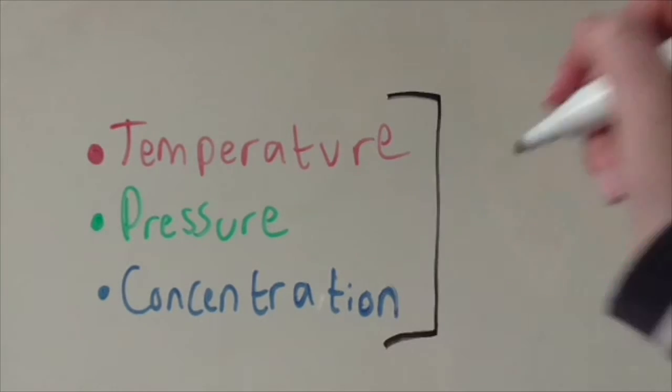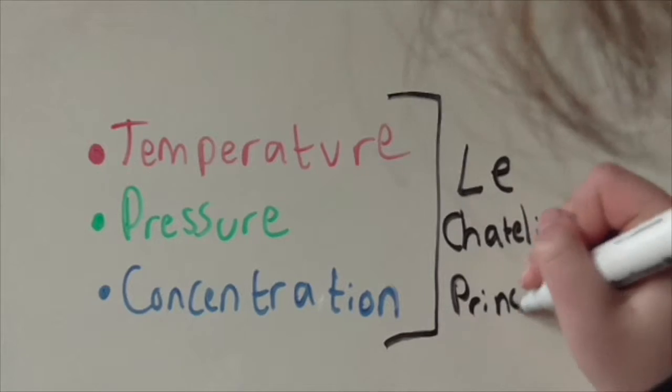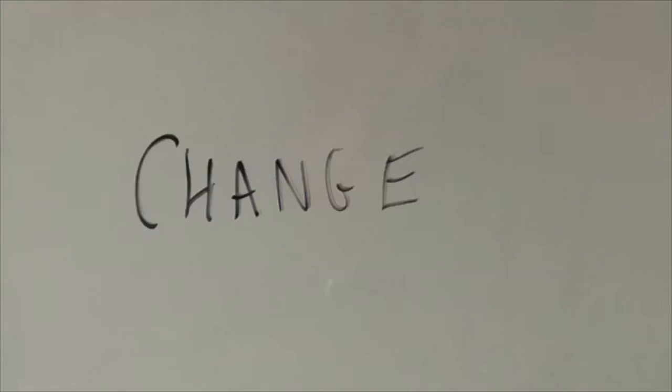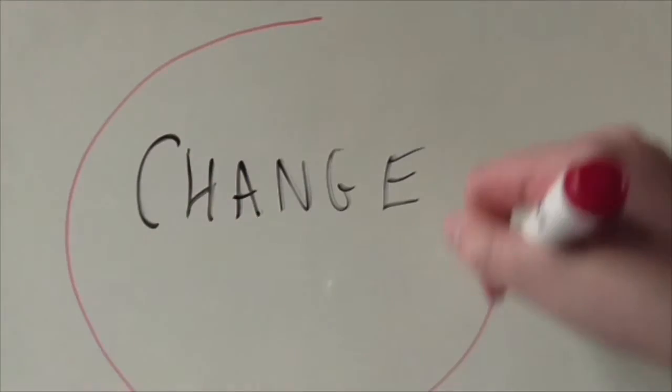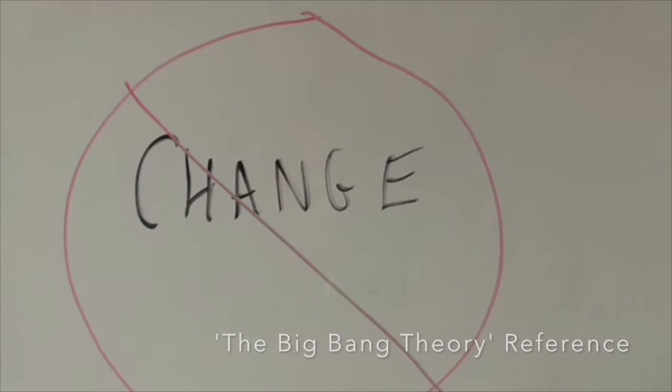And this is all due to something called Le Chatelier's principle, which essentially means that if something changes, this is bad. It's essentially like the Sheldon of the science world. Anything that changes, you have to find a way to get around that change, to stop it from happening, by doing the opposite of what's changed.